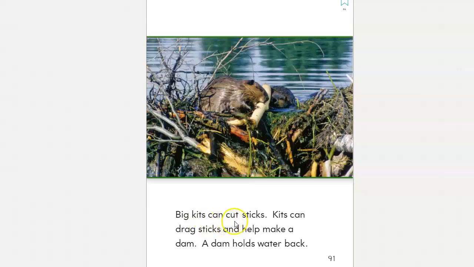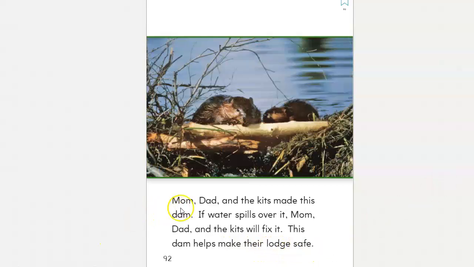Big kits can cut sticks. Kits can drag sticks and help make a dam. A dam holds water back. Mom, Dad, and the kits made this dam. If water spills over it, Mom, Dad, and the kits will fix it. This dam makes their lodge safe.